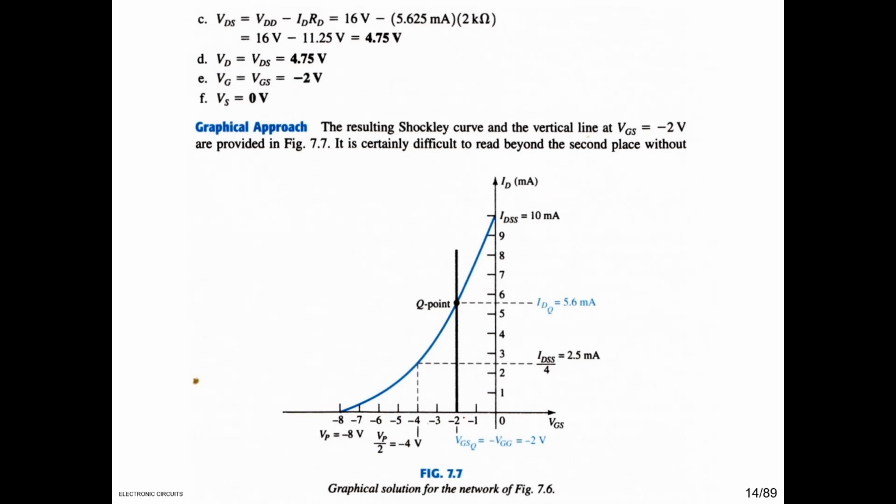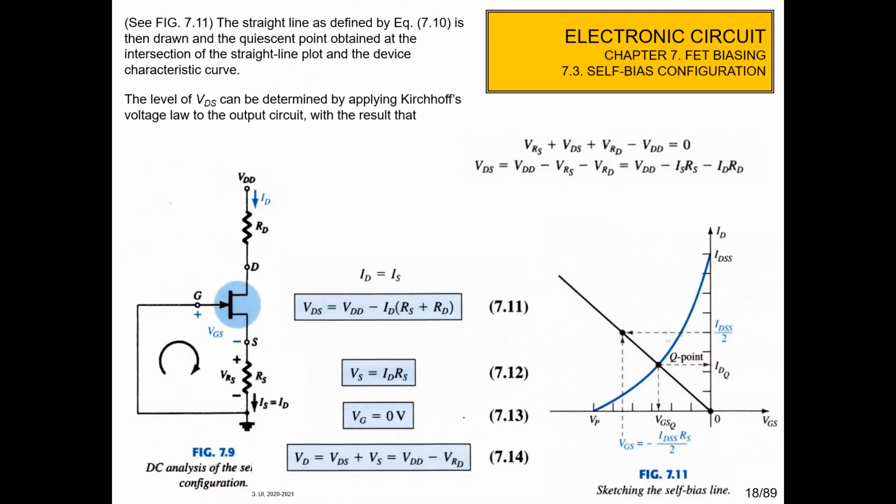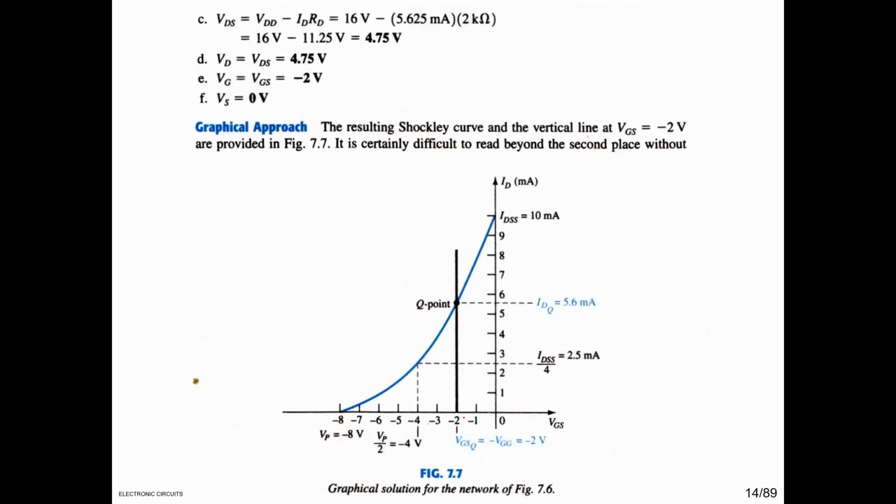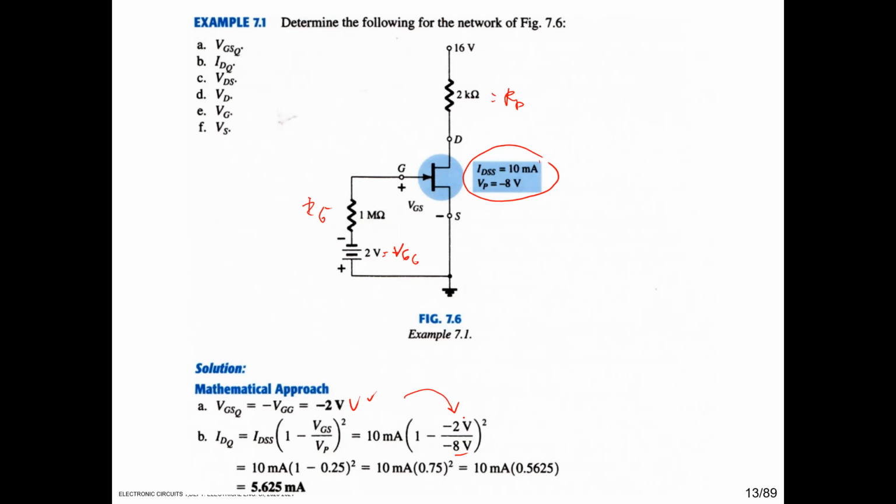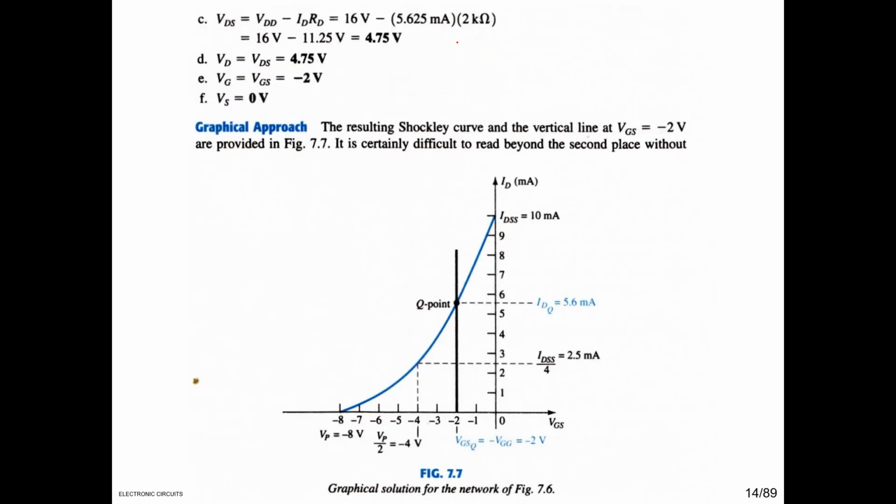And then VDS is VDD minus IDRD. VDD is 16 volt here, and then ID is 5.625 milliampere, and RD is 2 kilo ohm. So we got that VDS is 4.75 volt. And then VD is VDS, 4.75 volt, VG is VGS, minus 2 volt, and VS is equal to 0. So we can also draw from the device characteristic, like the figure 7.7 here.